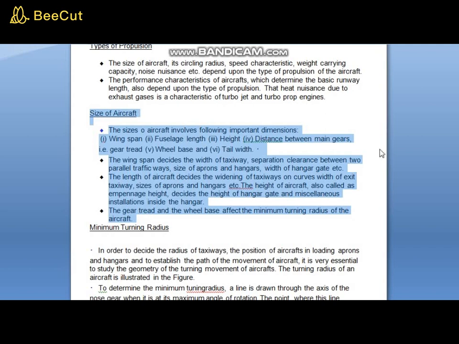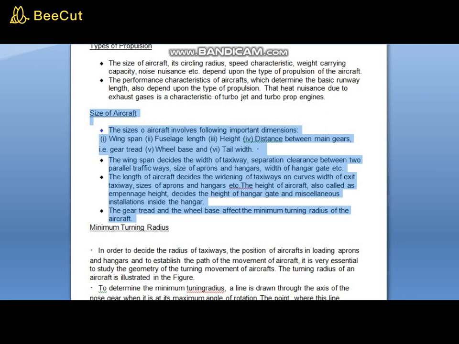The size of an aircraft involves the following important dimensions. The first one is wingspan, the second is fuselage length, third is height, fourth is distance between main gears, that is known as gear tread, fifth one is wheelbase, and sixth one is tail width. These characteristics determine the size of an aircraft: wingspan, fuselage length, height, distance between main gears, wheelbase and tail width.